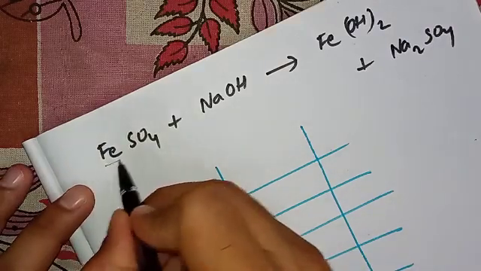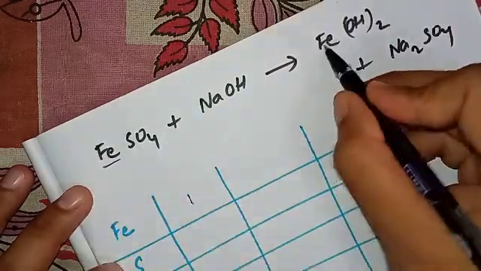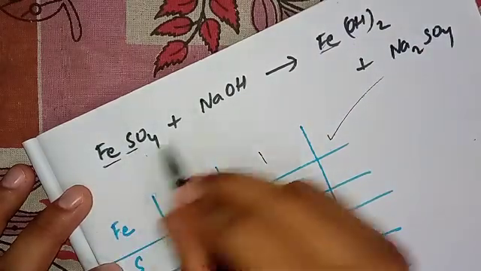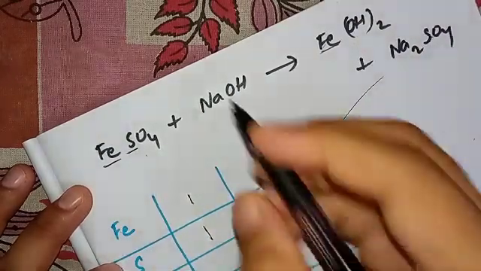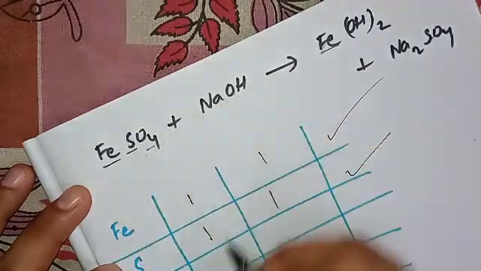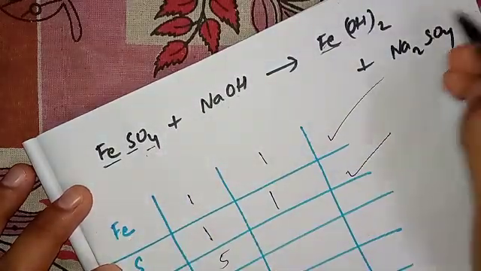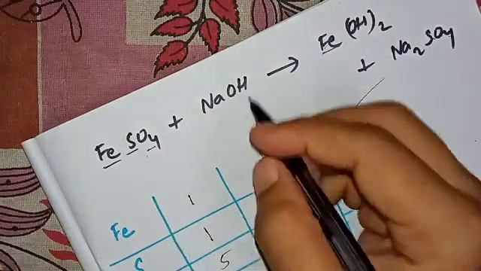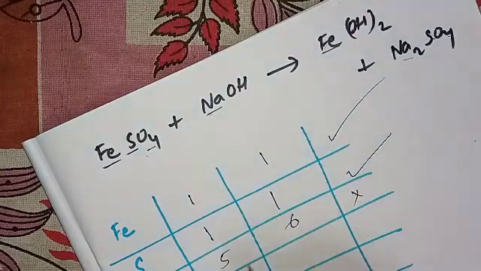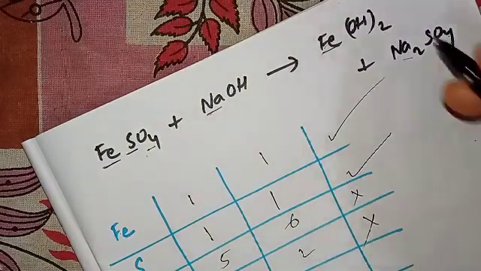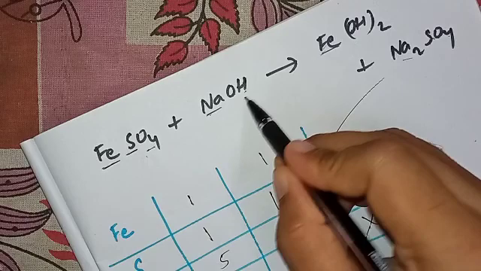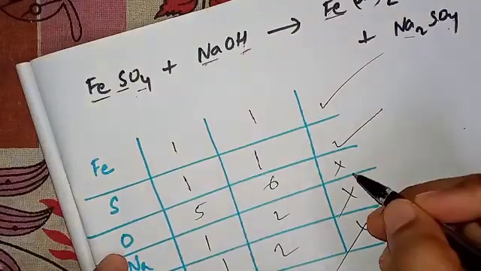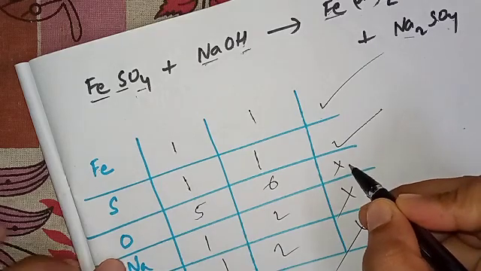So how many iron atoms are here? 1. How many iron atoms are here? 1. Balanced. How many sulfur atoms are here? 1. How many sulfur atoms are here? 1. Balanced. How many oxygen atoms are here? 4 plus 1, 5. How many oxygen atoms are here? 2 and 4, 6. Okay, not balanced, no issues. How many sodium atoms are here? 1. How many? 2. Not balanced. Okay, no issues. How many hydrogen atoms are here? 1. How many hydrogen atoms here? 2. Not balanced. So first we will balance oxygen because it comes first in the list.